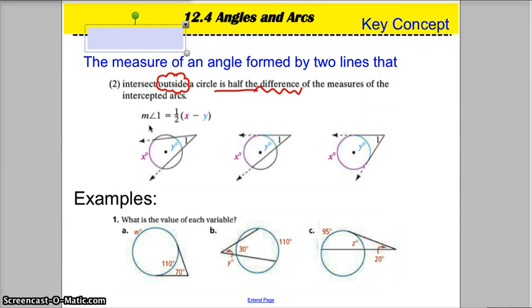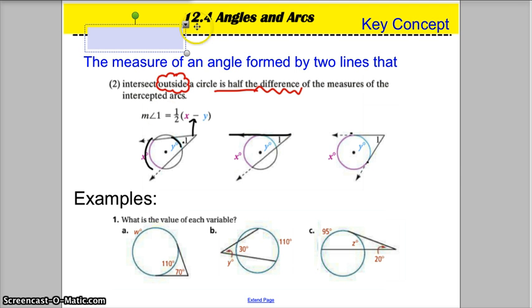In this first diagram here, we have two chords. In the second one, we have a tangent line and a chord. And in the third one, we have two tangent lines. But the angle is still on the outside. That outside angle, regardless of how it's drawn, is always half the difference of the two intercepted arcs. So a couple of examples.